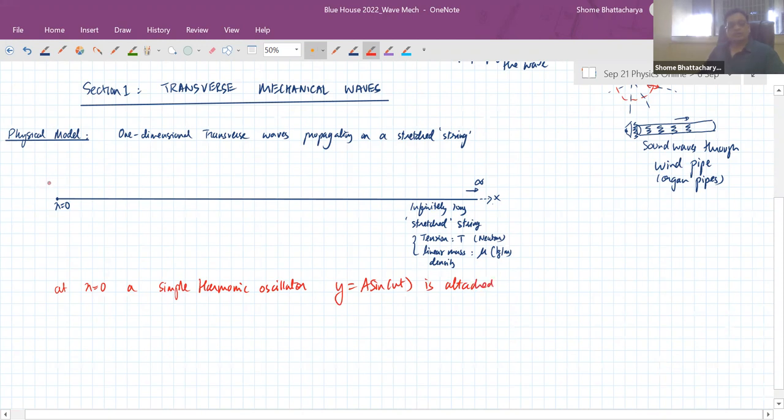So that forces the particle at x equal to 0 to oscillate along the y-axis between an amplitude of plus a and minus a, at a frequency of omega by 2 pi. So what happens is that this simple harmonic oscillator acts like the source of a wave.